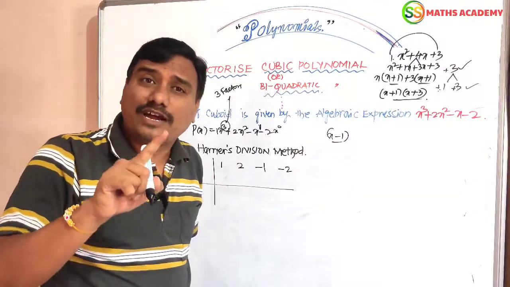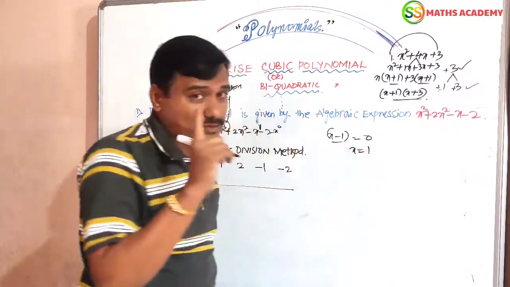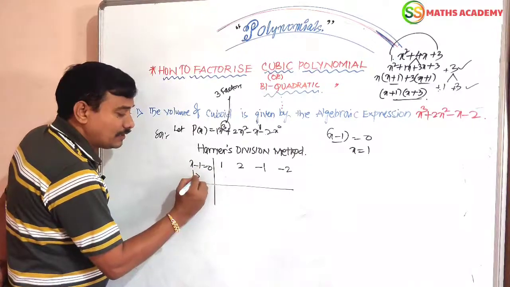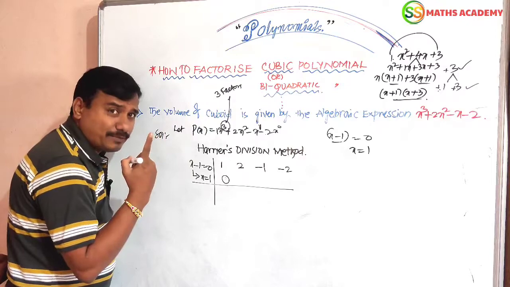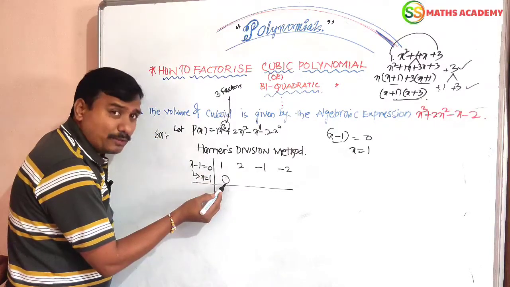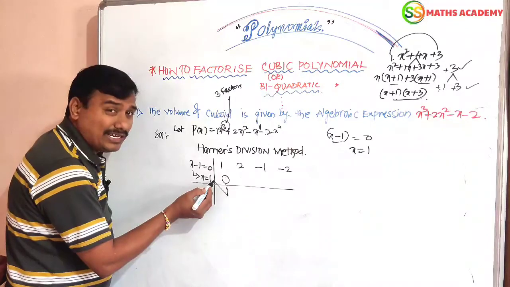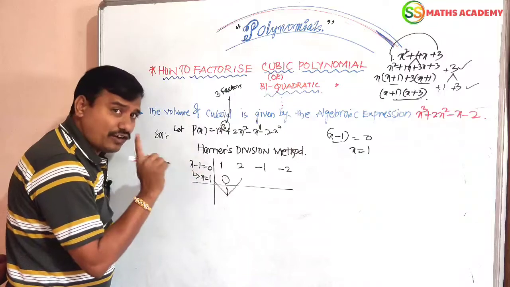x minus 1 is a factor, meaning the zero of x minus 1, nothing but x equals plus 1, friends. That plus 1 you can substitute here. Yes, x equals 1. Now we should get remainder 0. 1 plus 0, 1. 1 into 1, you write here. This is the procedure, you follow like that.